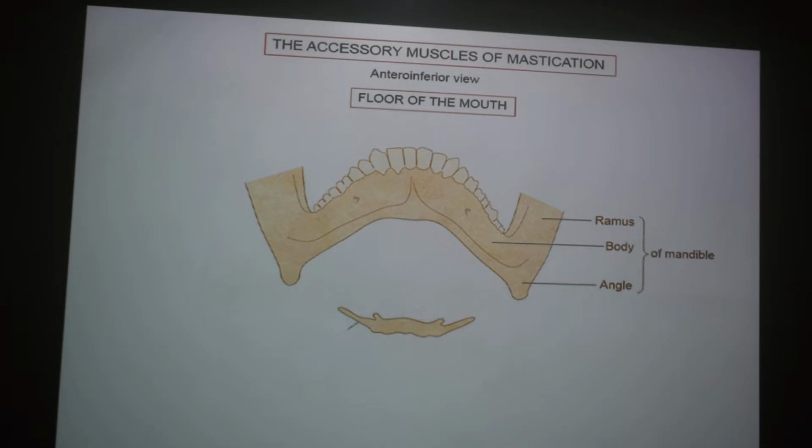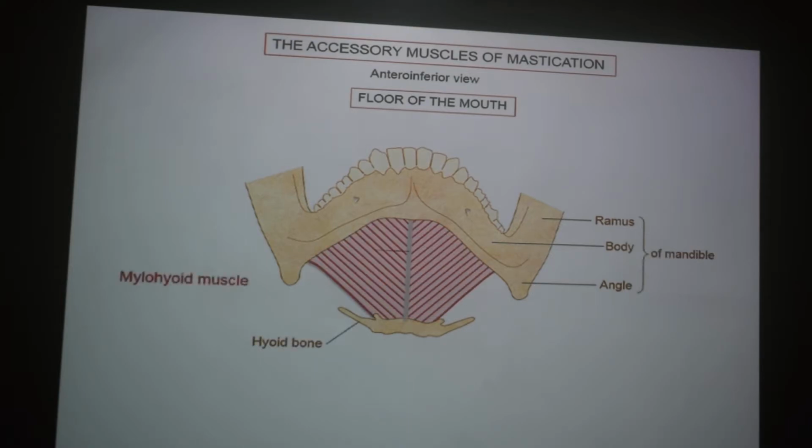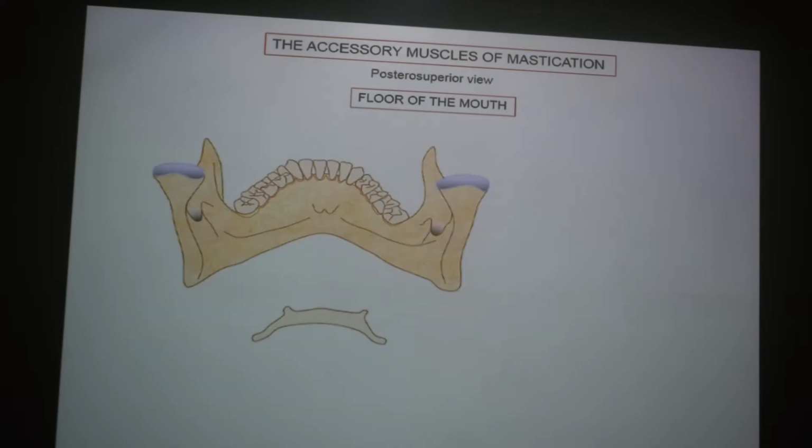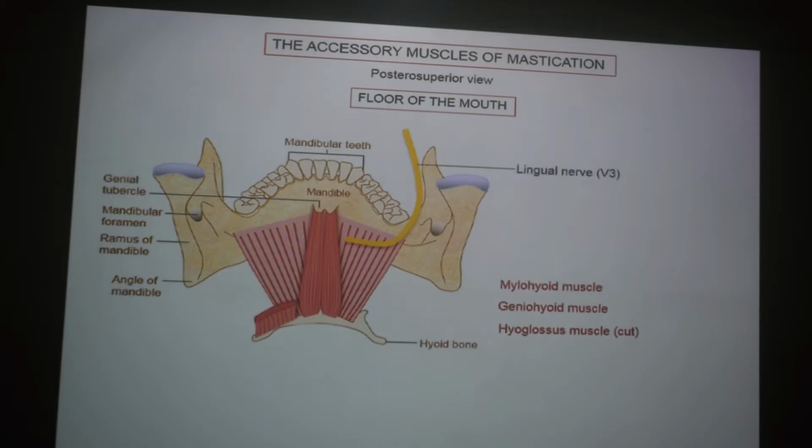Similarly, these muscles are shown here. So this is the mylohyoid muscle. This is the hyoglossus behind it, anterior belly of digastric. And then these are the infrahyoid muscles which are shown below. Again, these are just the diagrams showing you the accessory muscles of mastication.